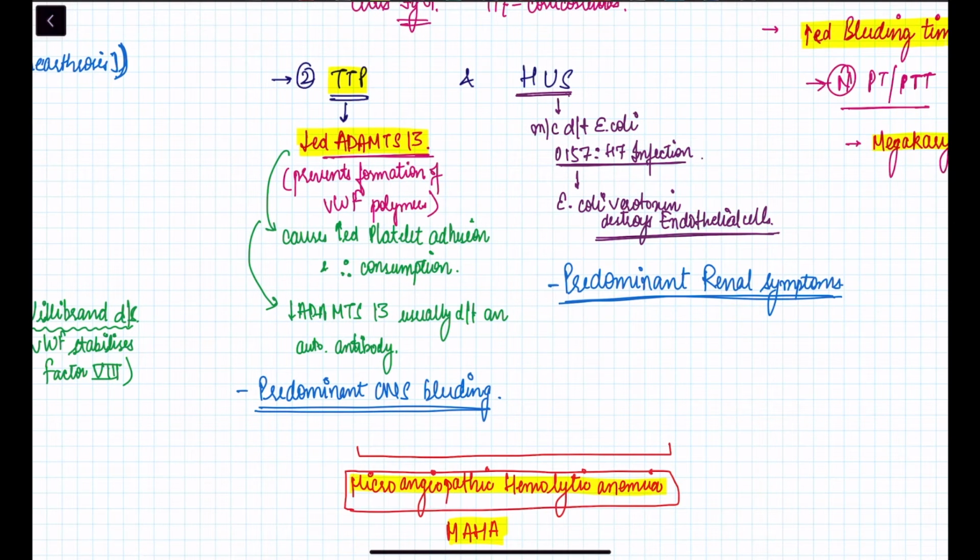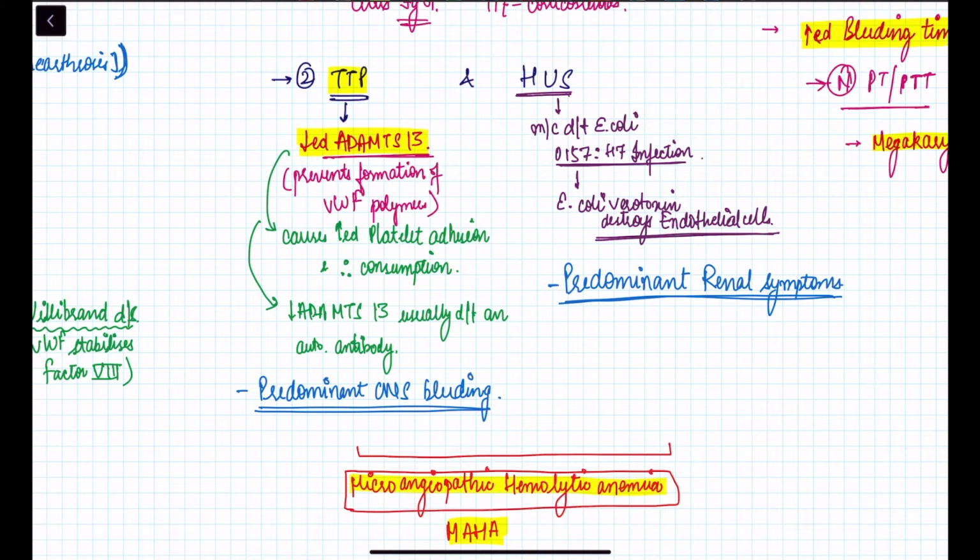So in hemolytic uremic syndrome, it is caused most commonly by a specific strain of E. coli, which is O157H7 infection. E. coli secretes a verotoxin, which is an endotoxin, and it destroys the endothelial cells. There will be predominantly renal symptoms in hemolytic uremic syndrome.